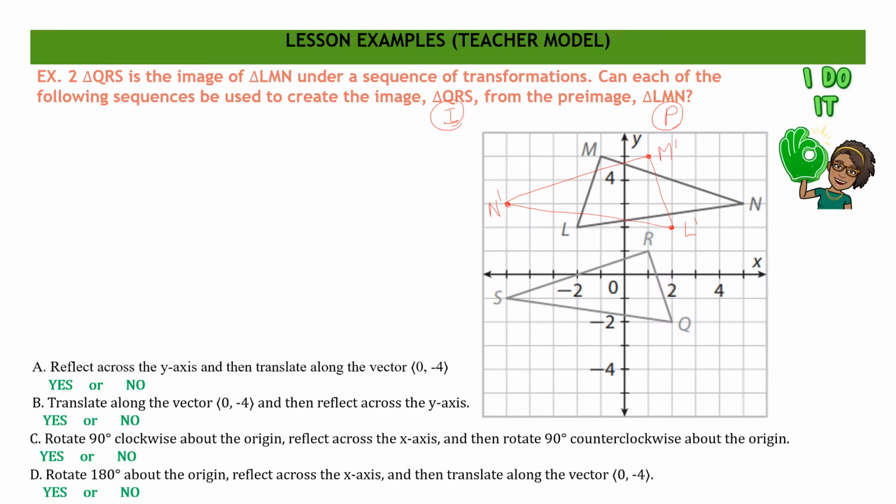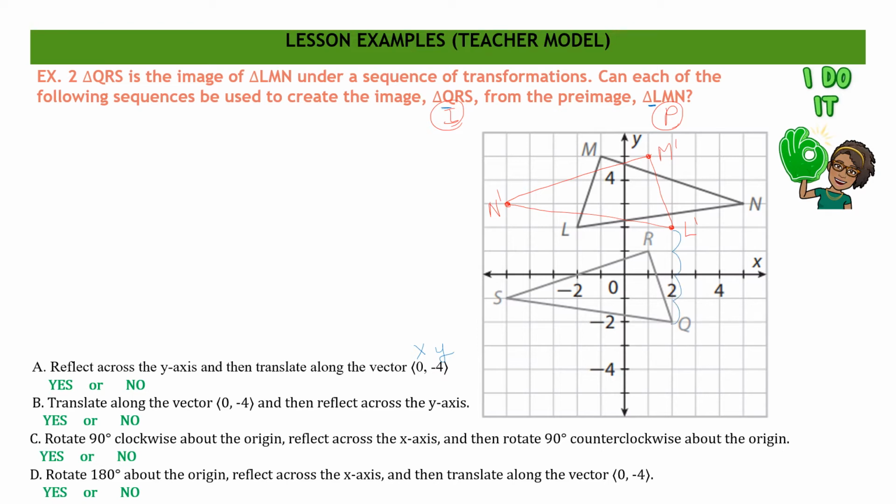Now the next transformation tells us to translate along the vector 0, -4. So 0 is our x, so we're not traveling horizontally, but -4 is our y. If I'm moving -4 along the y-axis, that means I'm moving down. I see here that L corresponds to Q, so if I move from L prime to Q, I should be moving 4 units down. Let's see. 1, 2, 3, 4.